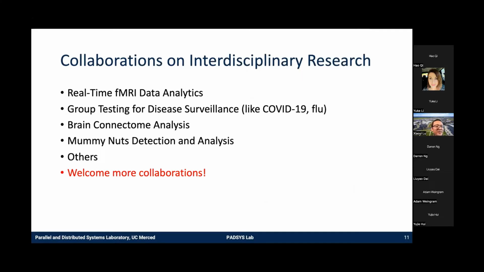This is very much focused on HPC or the systems area. But of course, we also work with application scientists to do interdisciplinary collaborative research. For instance, real-time fMRI data analytics, group testing for COVID, brain connectome analysis, and mummy knots detection analysis, something like that. But of course, we always welcome more collaboration from different domains and with different backgrounds. Feel free to talk with me if you have some interest after listening to my talk.